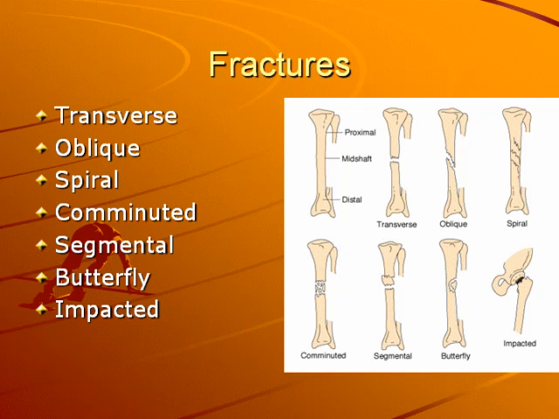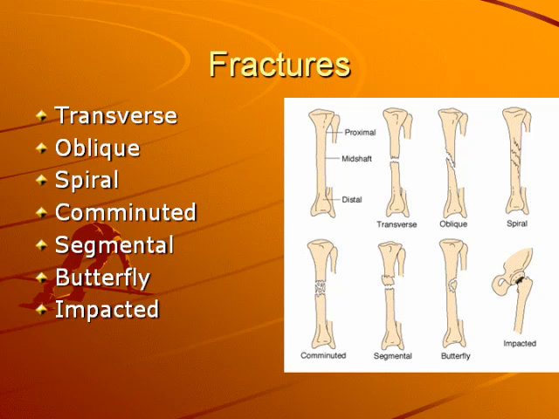And then third is your pathologic fractures, which are fractures that are in bones that are weakened by disease or tumors. Most of the time you see that in patients who have a cancer, a bone cancer, they fracture easily.